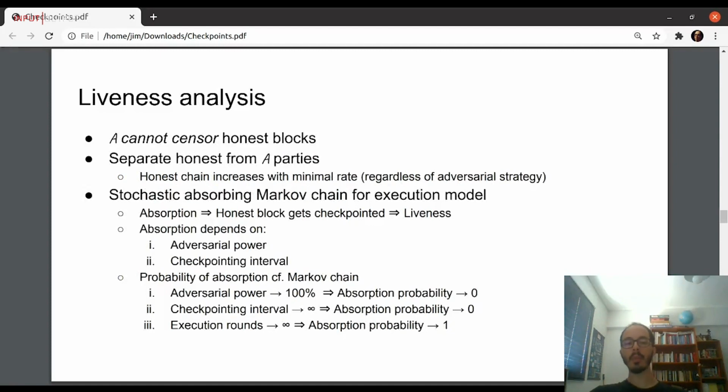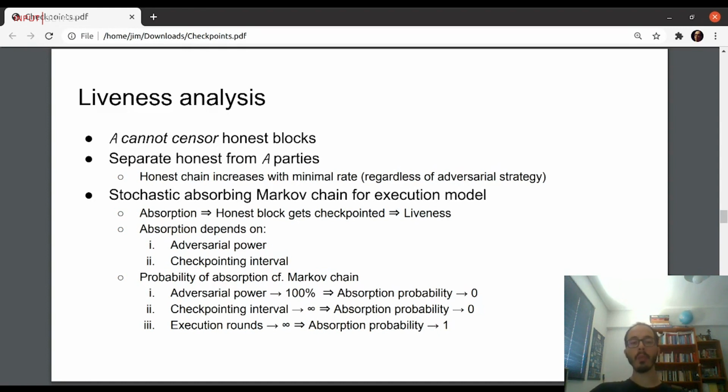And the way that we analyze security, before I go into this, the reason why they need to be part of the chain, is as follows. We assume that the attacker cannot censor any honest blocks. So if an honest block is created, at the end of the round, after some fixed period of time, for example, a few seconds, every party will receive the honest block. They might not adopt it, but they will receive it.